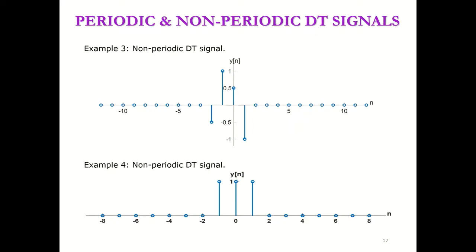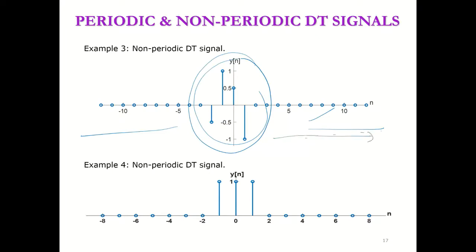Alright, what about a non-periodic DT signal? It is obvious in this plot that the signal doesn't repeat. Or if it repeats, maybe it takes approaching infinity before the signal appears again. If you look at the pattern, there are no other values on the right side, and no other values on the left side. We say that the signal is non-periodic, or aperiodic.